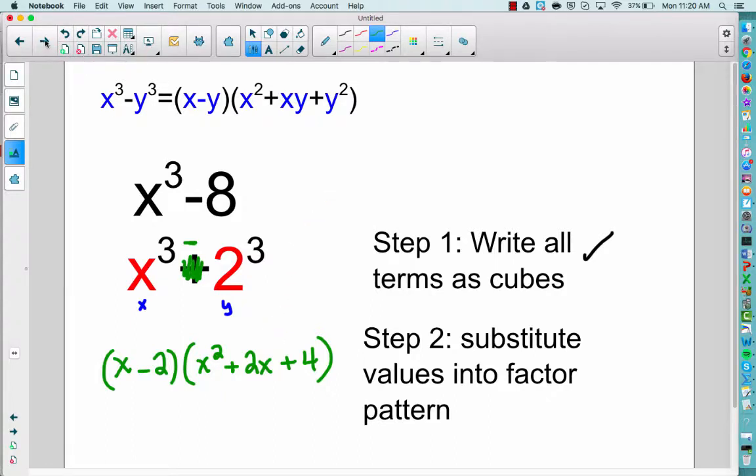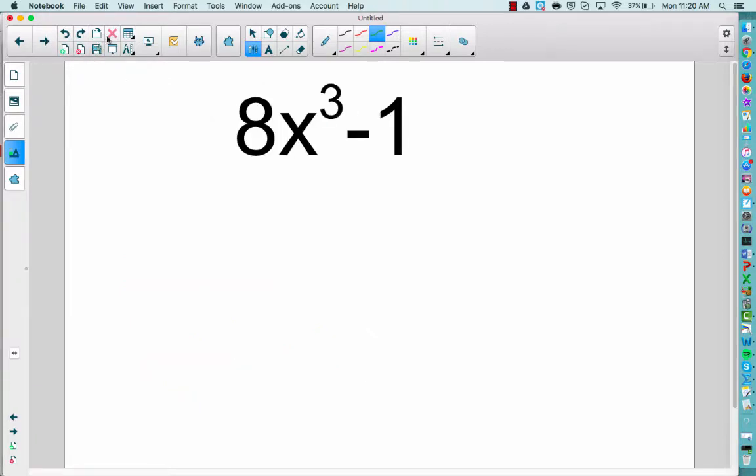Okay, so it is just basically following the pattern, but it can get a little bit trickier. So you may notice in this next example that I have 8 and x is being cubed. So the first thing we still do is we write them as cubes. So the first term I'm going to change to 2x quantity cubed. Because I cubed the 8.